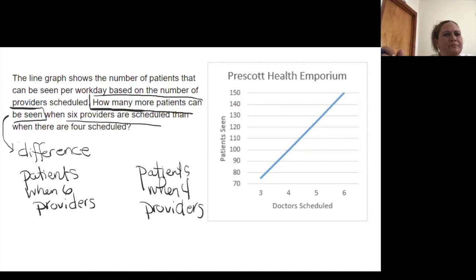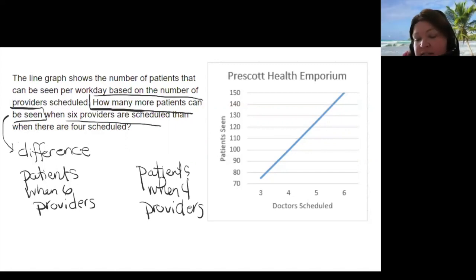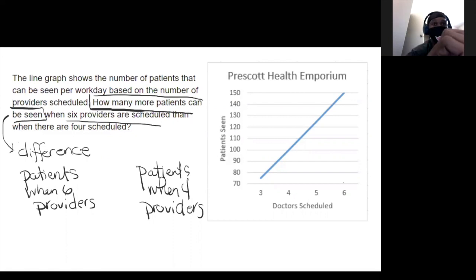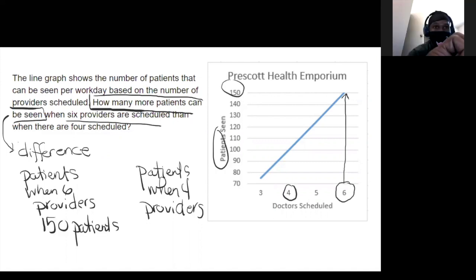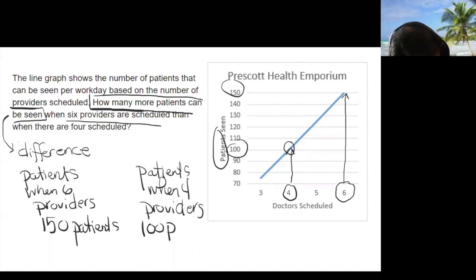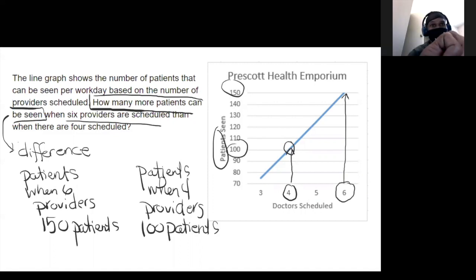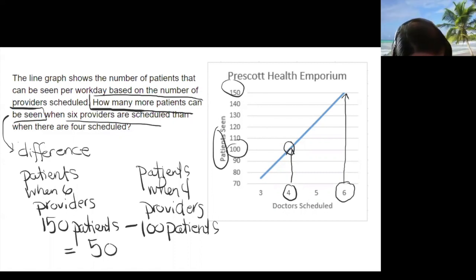Can we take a look at this graph and get the information we need, since it's not apparently in the reading? By looking at the graph, if I look at the 6 and I go up, I see 150. Then if I go to 4, it stops at around 100. Beautiful. So I would just subtract the difference. Beautiful. It's kind of like straightforward. That one was a nice straightforward one.